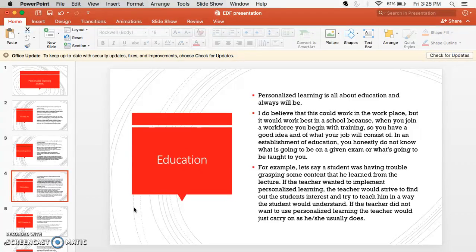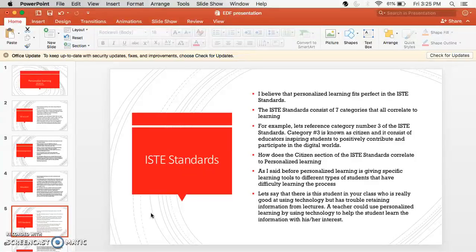Alright, so let me give you an example. Let's say a student was having trouble grasping some content that he learned from the lecture. If the teacher wanted to implement personalized learning, the teacher would strive to find out the student's interests and try to teach him in a way the student would understand. If the teacher did not want to use personalized learning, he or she would just carry on as usual. Makes sense?